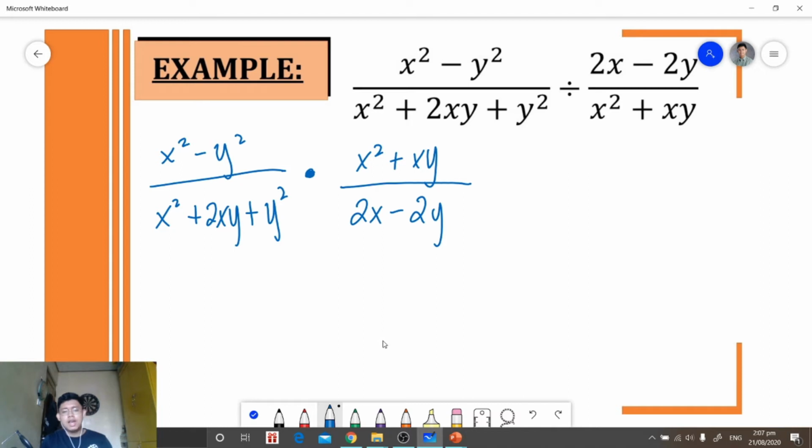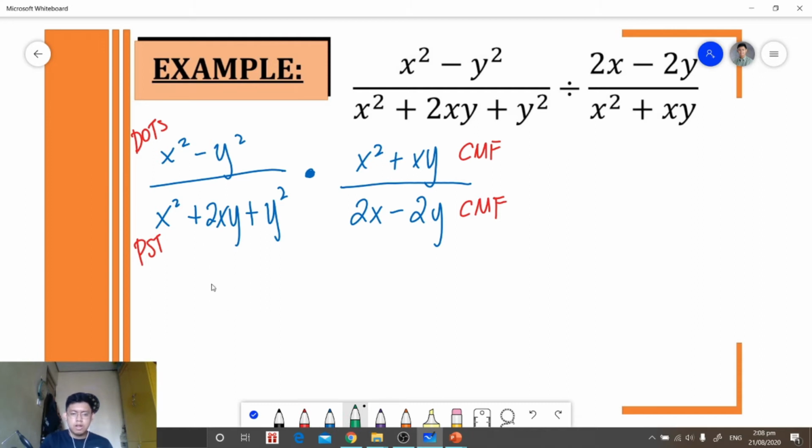And then after that, step 2, we're now going to factor our numerators and denominators. So let's identify the factoring type that we're going to use for each part. For our first numerator, it will be difference of two squares. For our denominator, we can use perfect square trinomial. For our second numerator, we can apply common monomial factoring. And for our denominator as well, we're going to use common monomial factoring. So let's apply the factoring to each part.